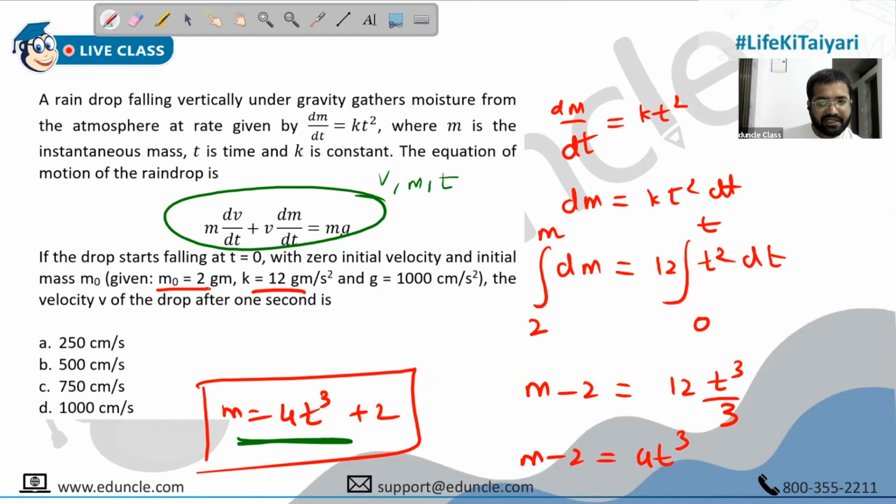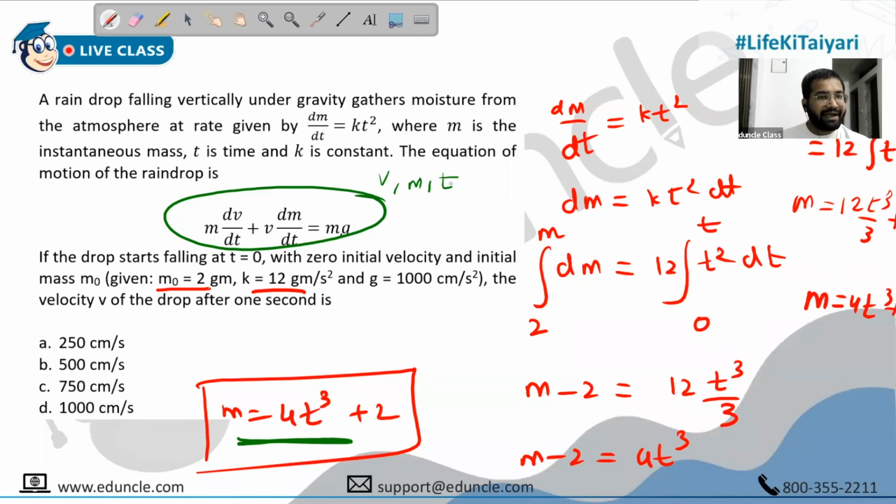Otherwise, like this, in this question also, for an example, you can also do it this way. Have a look, quickly. 12 integration of dm. This is 12 integration of t square. Suppose you are not putting the boundary condition, then also you can find the constant. How? This is m is 12 into t cube by 3 plus c. You want to write now, right? Plus c doesn't matter. Okay. So this is 4t cube plus c.